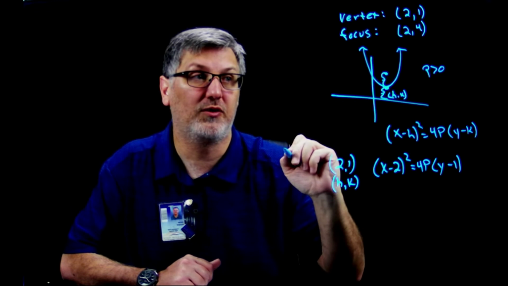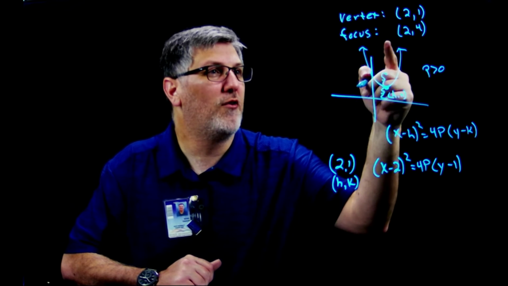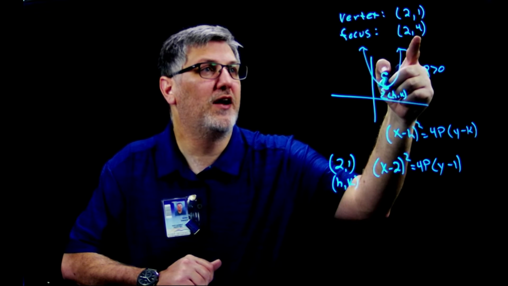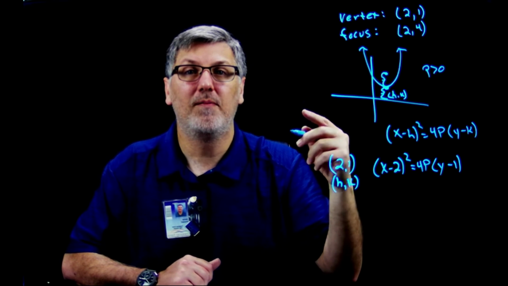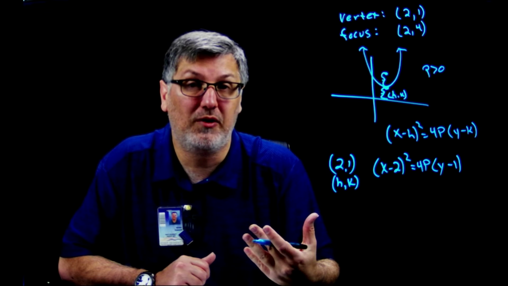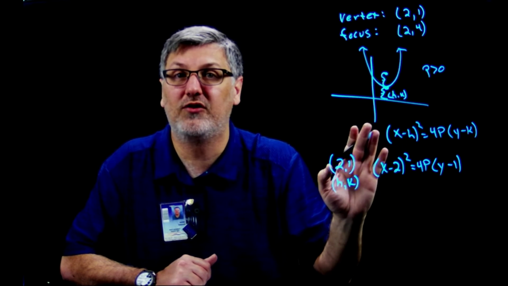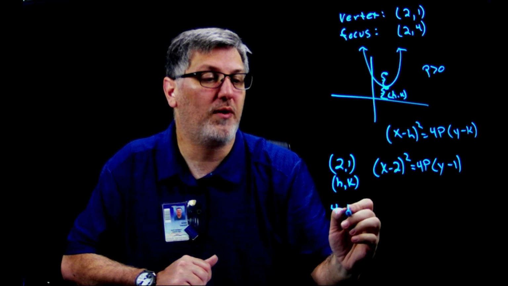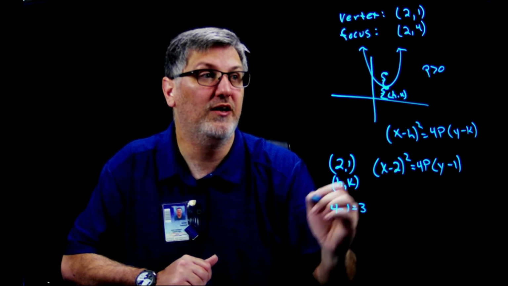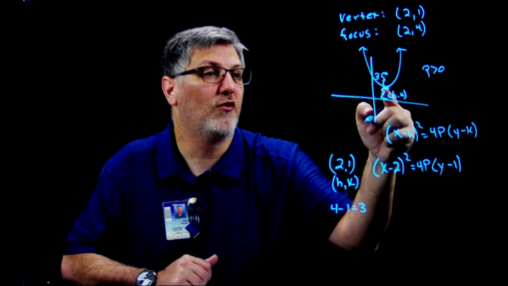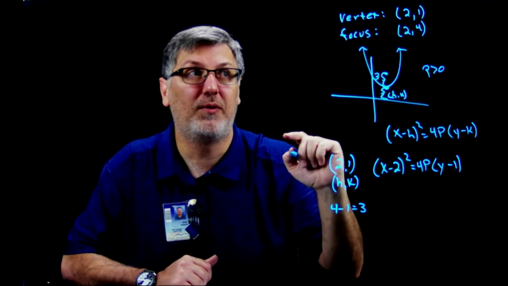Now, to find the p, we have to remember it is the distance from the focus to the vertex. It's also the distance from the vertex to the directrix. Well, if I have a point (2, 4) and I have a point (2, 1), we can just use the distance formula, but because these are on a straight line, I can ignore the 2's. They're going to cancel out in the distance formula, and I just subtract the difference. From 4 minus 1, my distance is going to be 3. So to go from this point to this point, I had to count up 3 spots.